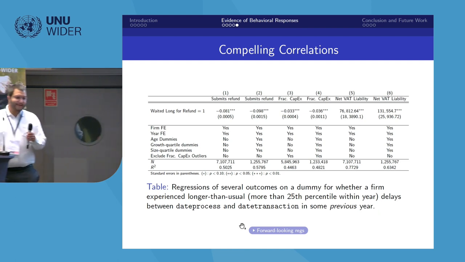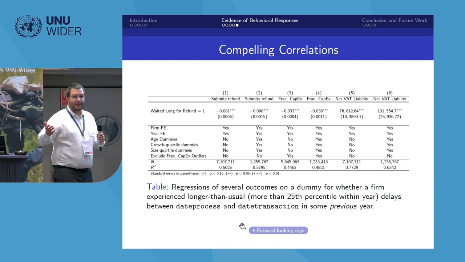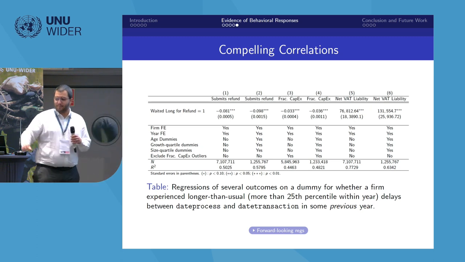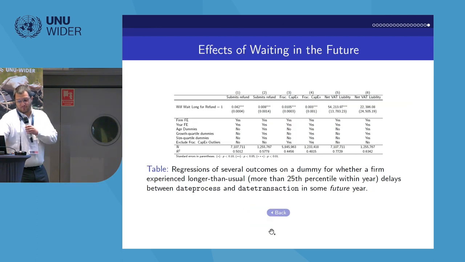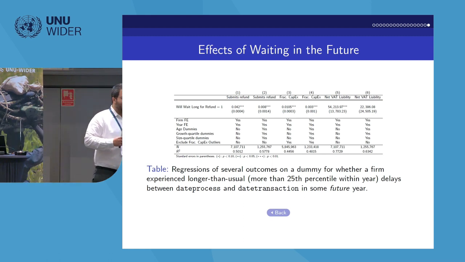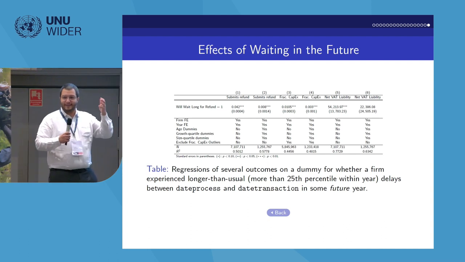One thing you might say is, well, of course it is endogenous who it is that experiences refunds, and there might be selection in this sample. What we can show to reassure you of that is we can play the same game, and conceptually it's sort of like a parallel trends check. We can play this game in reverse, right?